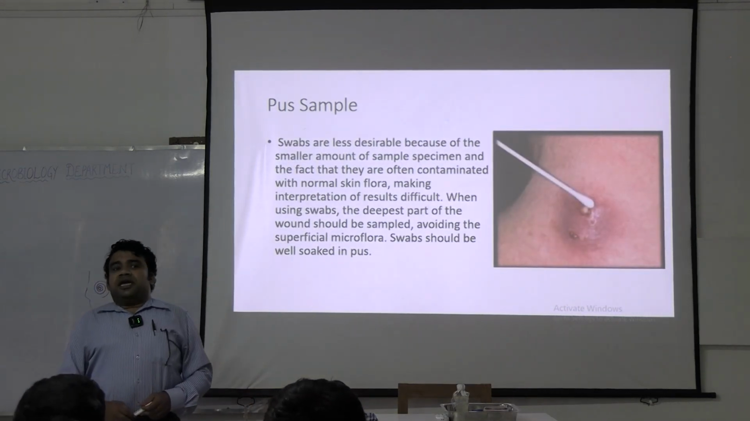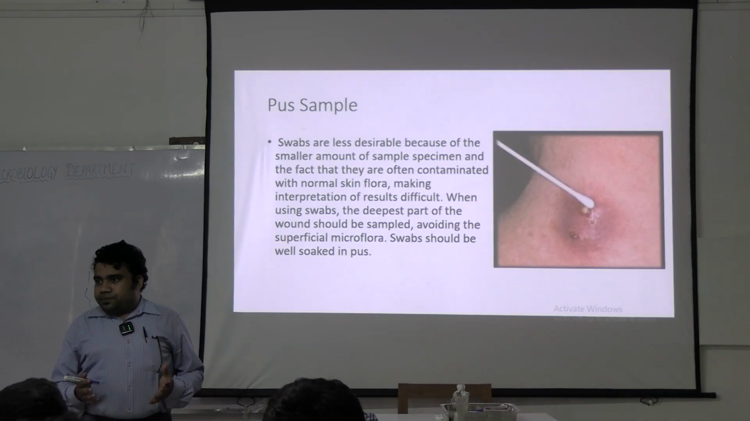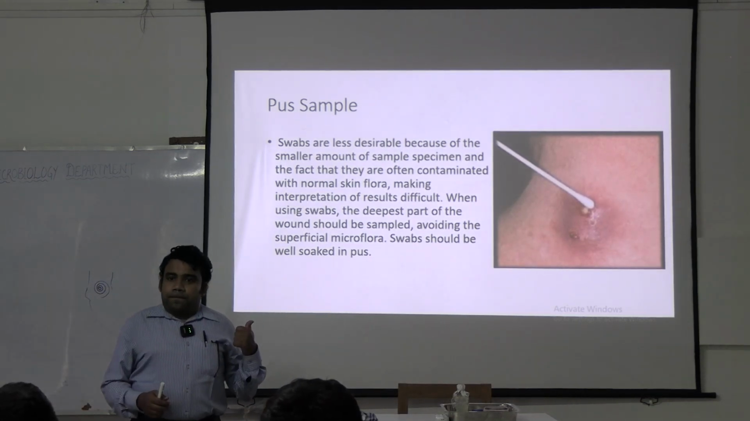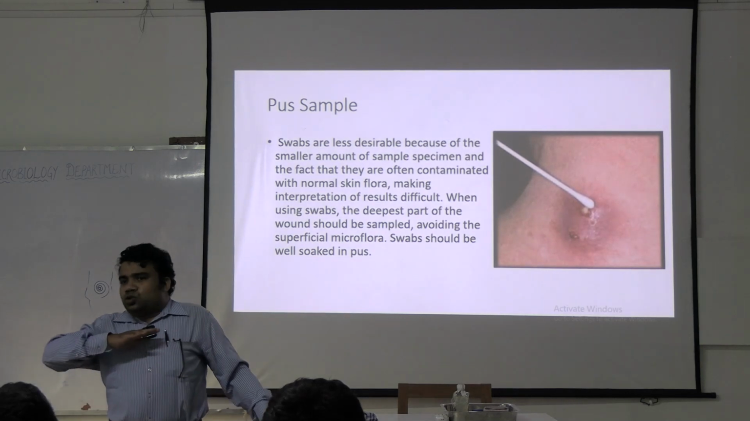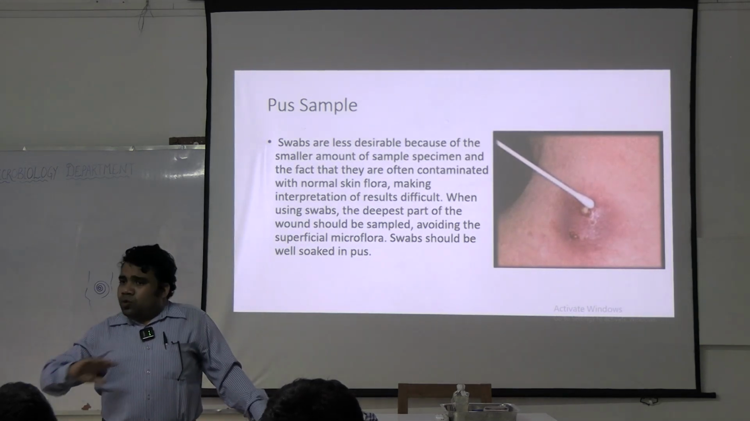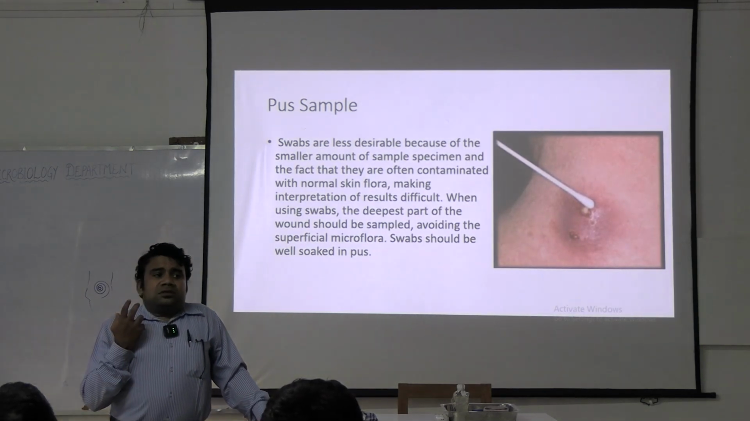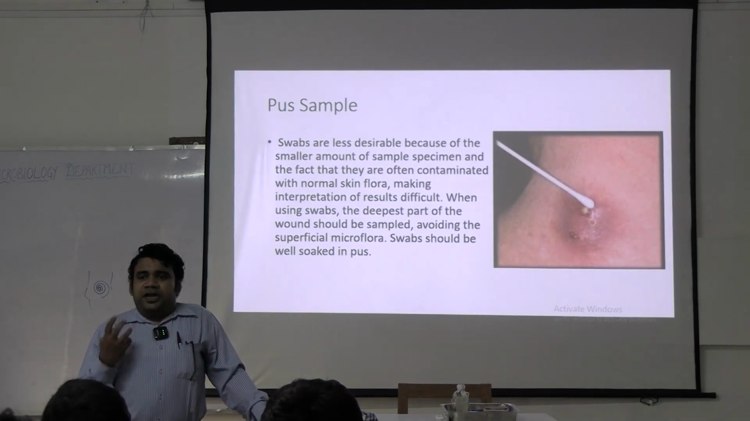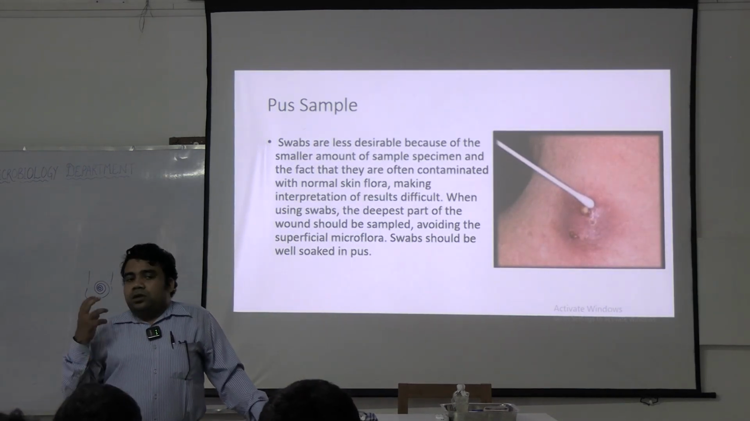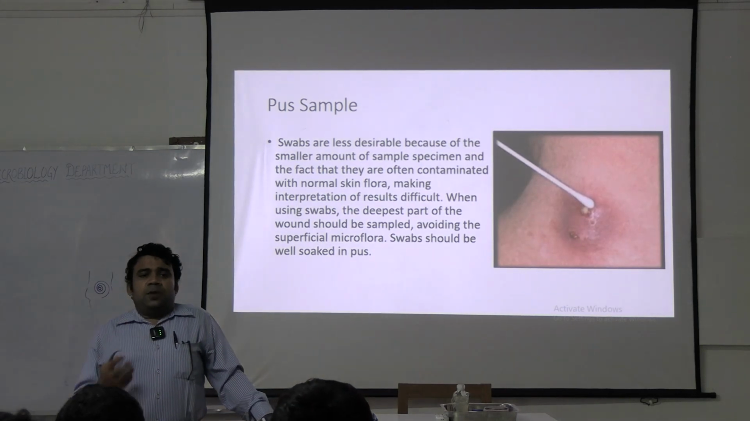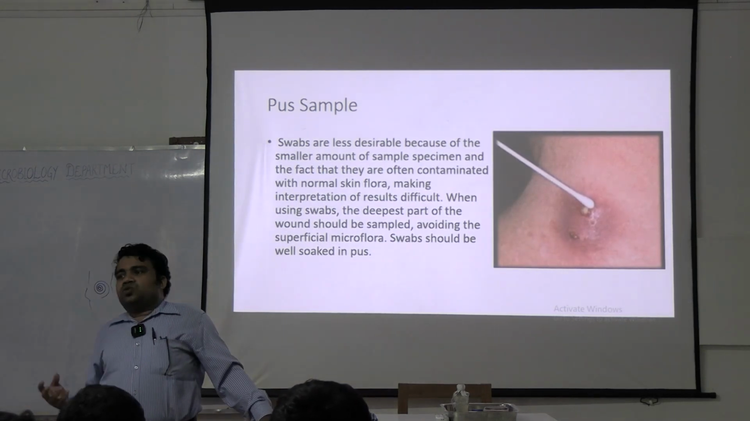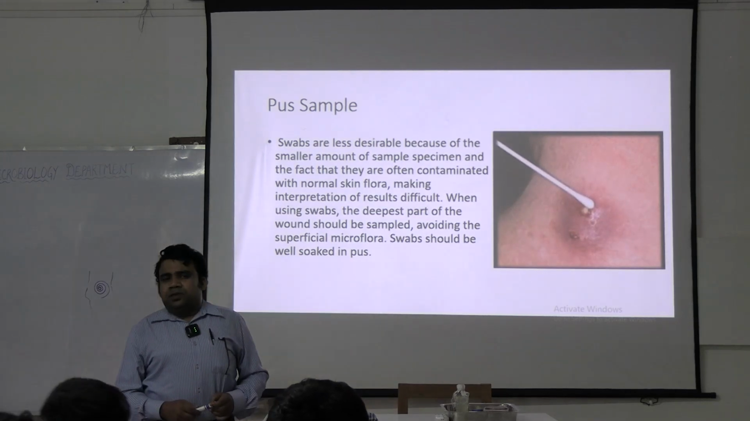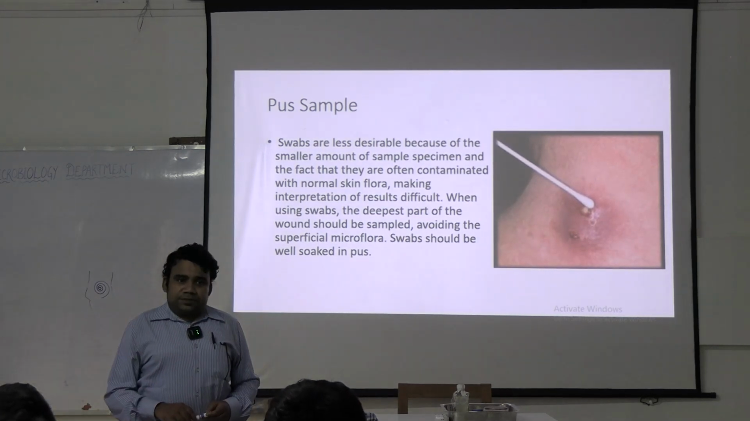The third way is, if it's an open wound or an ulcer, we can send a swab. For that, we need to clean the superficial part of the ulcer or the open wound, let the secretion or serous fluid come out, and if any pus comes out, we collect that with the help of a swab and send this swab for culture. Among all these, perhaps a swab is not the best method of sample collection.